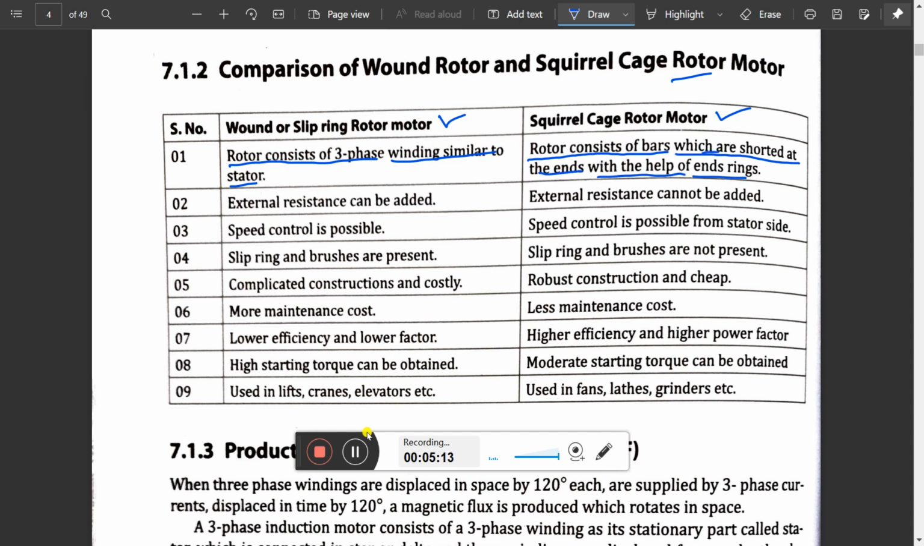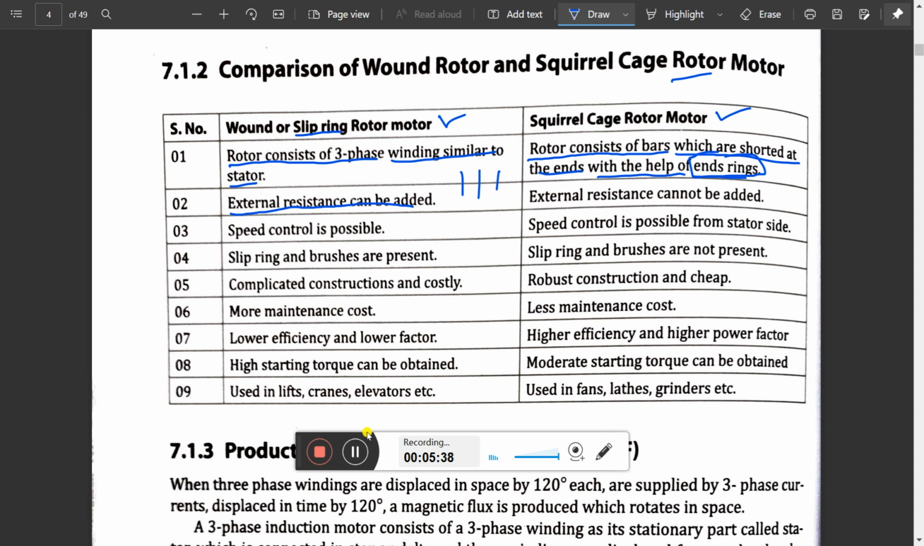Here we can observe there are no wires coming out from the rotor, but here we can get the wires from the rotor by using slip rings. Now coming to the second point, external resistance can be added. Previously we observed, you can observe over there, we can connect extra resistance in the case of the slip ring induction motor.